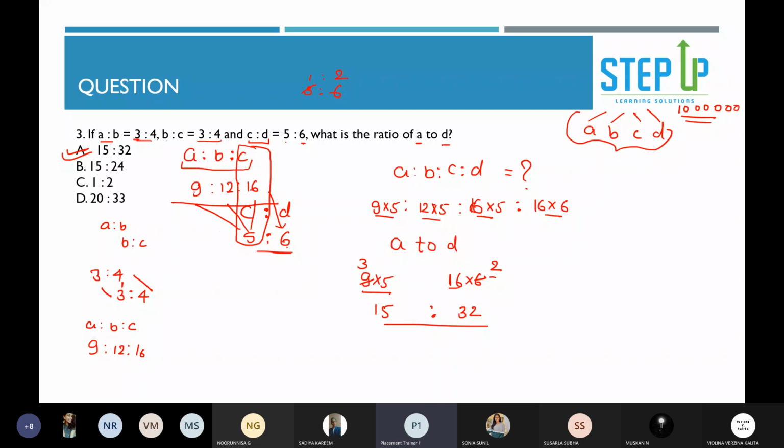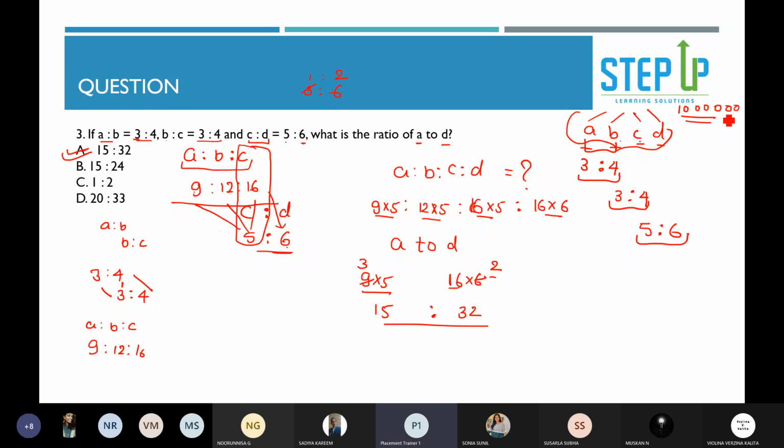Yes, ma'am. Okay, so now it depends on what the investment was. If everyone has done equal investment, it means that everybody will get an equal share of profit. But what if A and B invested in the ratio of 3 is to 4, B and C invested in the ratio of 3 is to 4, and C and D invested in the ratio of 5 is to 6? Do you think their investment ratios are equal? No, right?